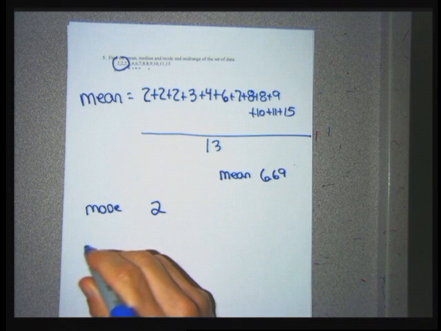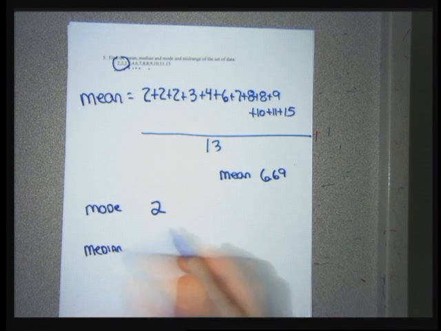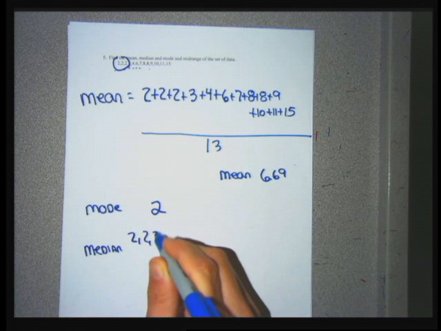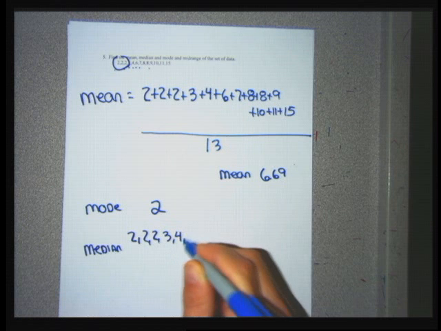I skipped the median because it's the most tedious one. To do the median, you have to have the numbers listed from largest to smallest, or smallest to largest.